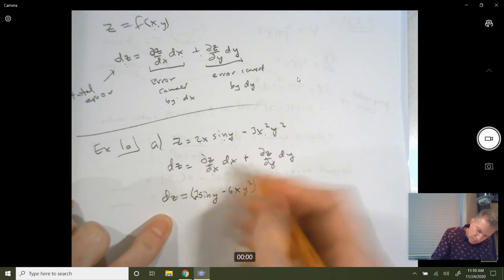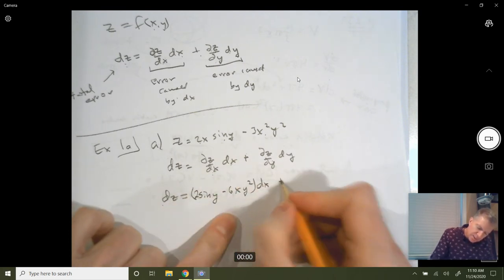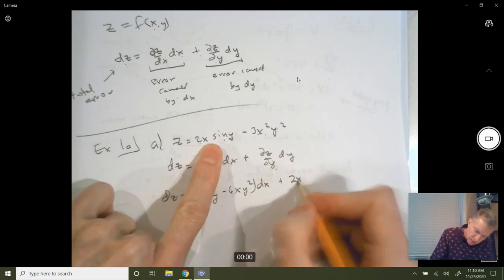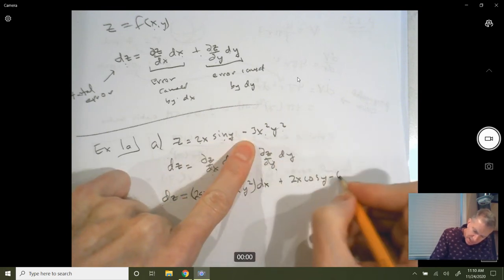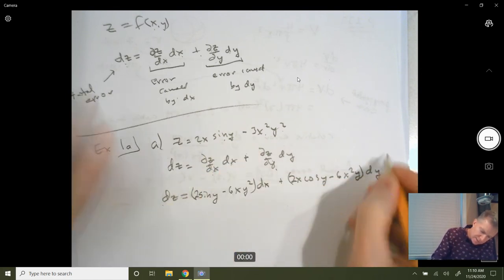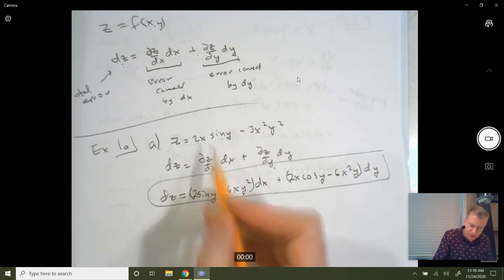They don't give us a number, so we leave that dx in here. And then plus, we need dz dy, so the y derivative, which is going to be 2x cosine y, minus the y derivative of this, 6x squared y, and that's times your differential dy. This would be your answer. That's your total differential of this function.